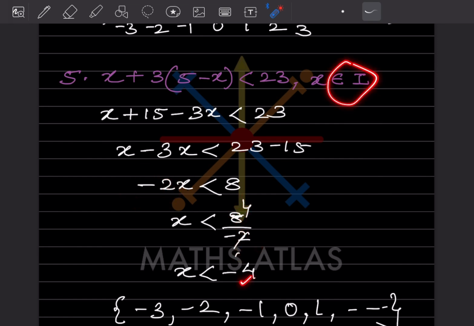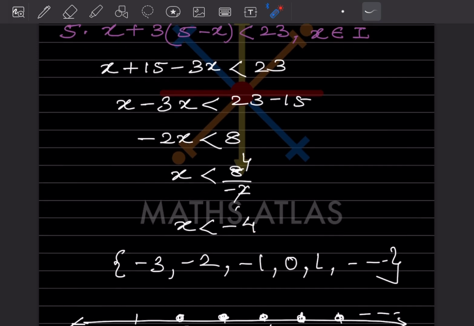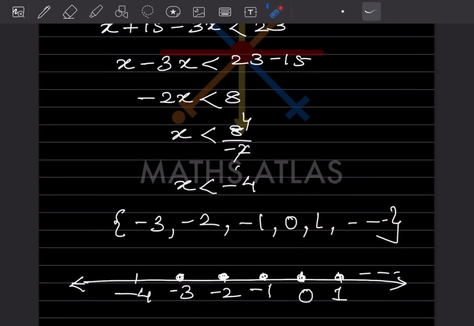So the integers means the negative as well as the positive ones. So it is less than minus 4 means it is going to be minus 3, minus 2 and minus 1. And here will be 0, 1 and so on. So here will be minus 3, minus 2, minus 1, 0 and 1. So this is the number line.